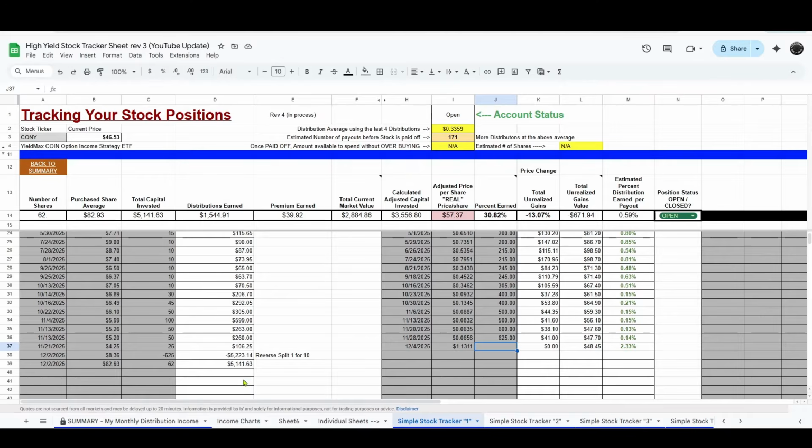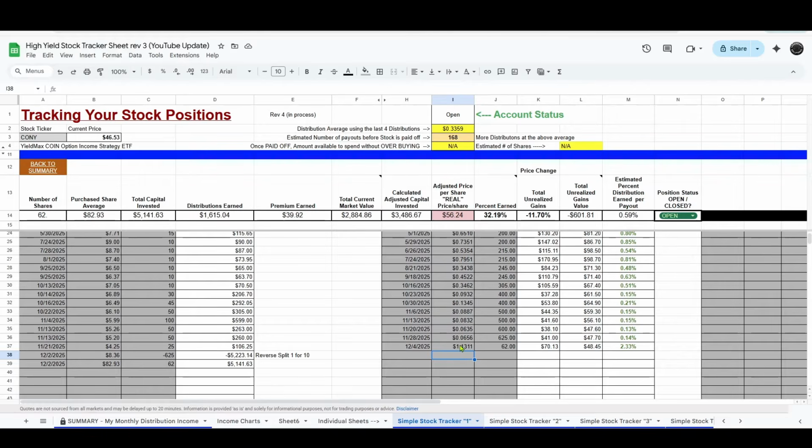So how many shares do I have? I have 62 shares, and since all my purchases are before 12/4, I can account for all 62 shares. So I enter in 62 shares, and when I hit enter, my real price per share of $57.37 now becomes $56.24. Very nice. And as you can see, where I was making about $40, $38, $41 per week, that has increased to $70 this week. So like I said, I almost doubled just this week on CONY for that distribution.